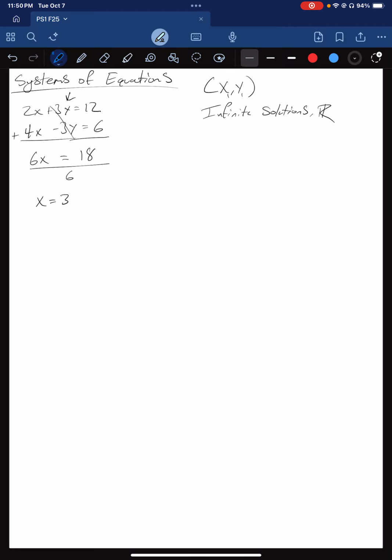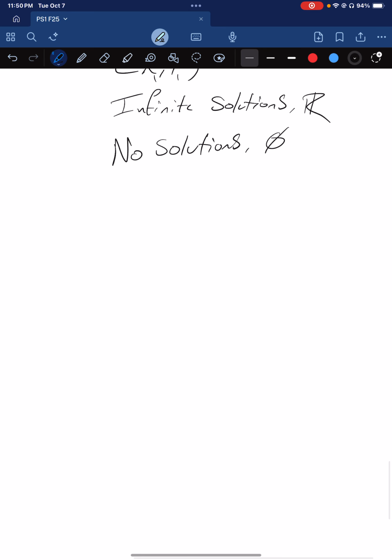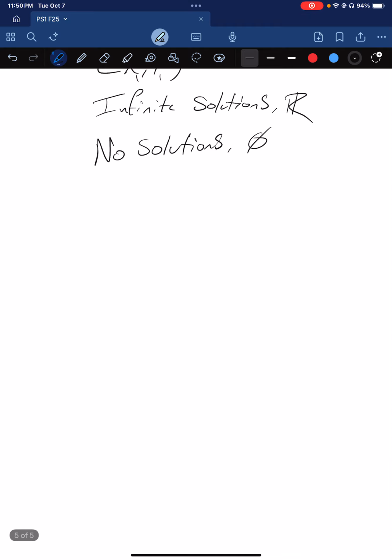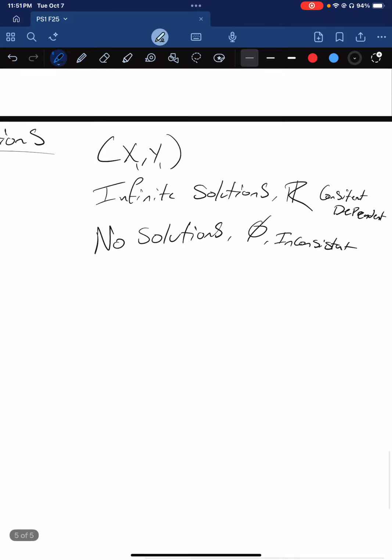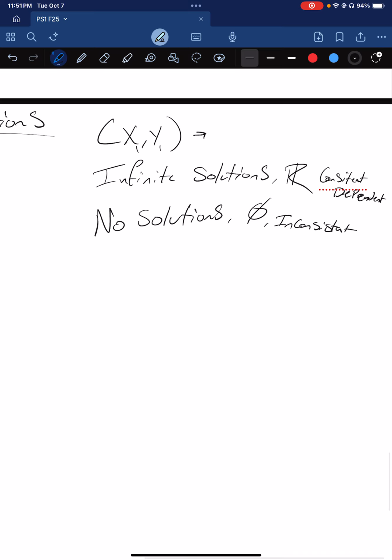My class always wrote it out kind of like that. Or no solutions. My class always wrote it out like that. Although I think you guys are writing, let's see, this would be consistent, dependent, and then this is inconsistent. And then if you have a solution, this means it is consistent and independent.